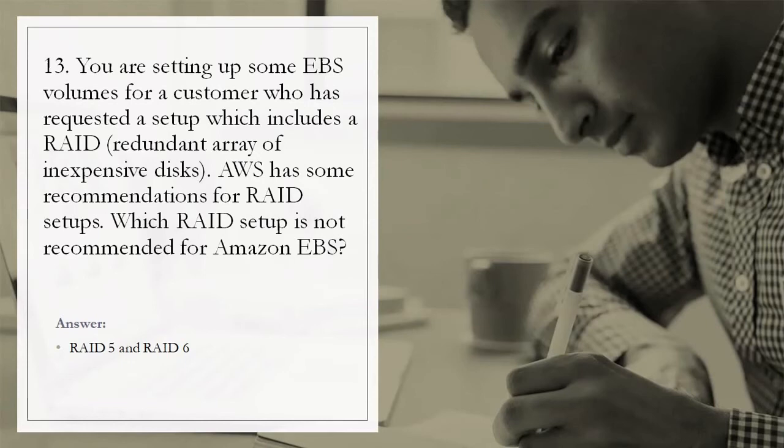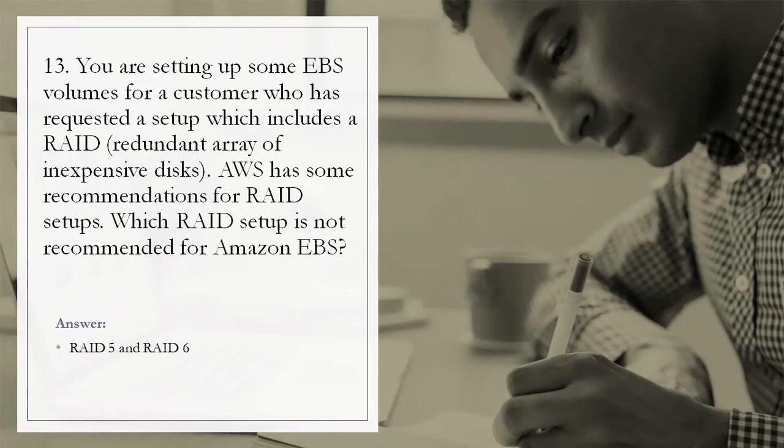So the answer is RAID 5 and RAID 6 are not recommended for Amazon EBS, because with Amazon EBS you can use any of the standard RAID configurations that you can use with a traditional bare metal server, as long as that particular RAID configuration is supported by the operating system for the instance. This is because all RAID is accomplished at the software level.